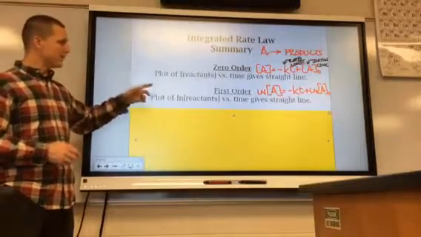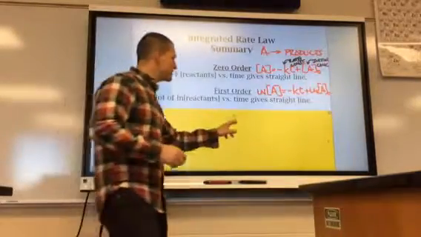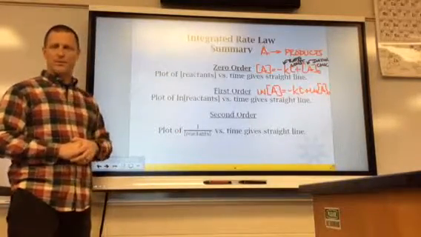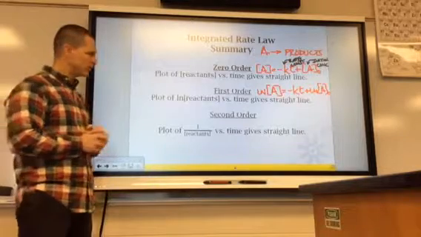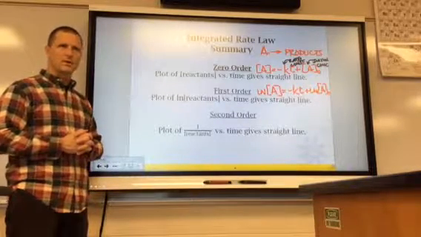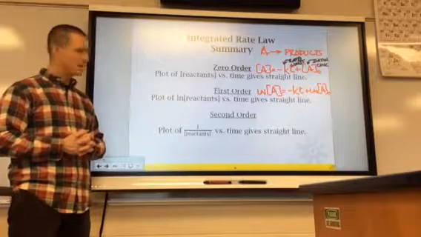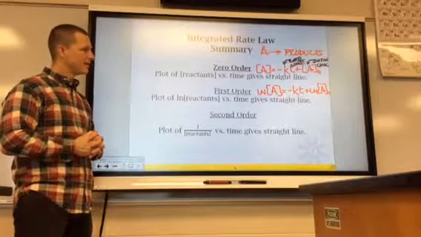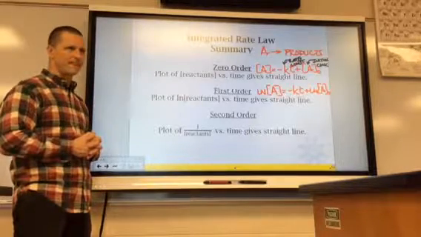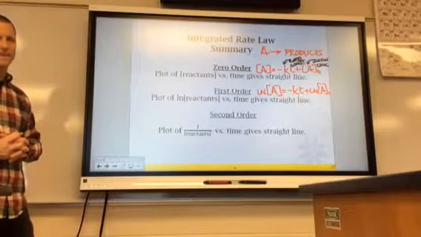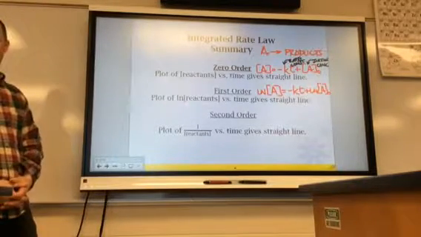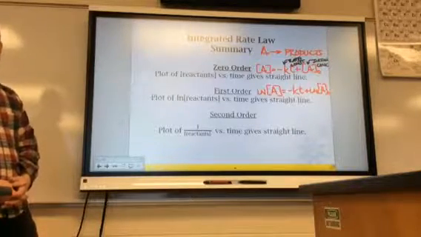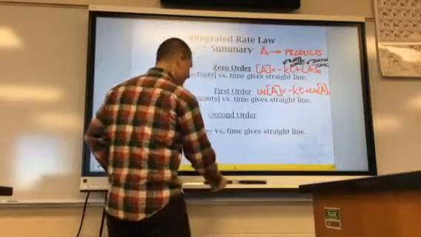And if it's not zero order and it's not first order, it's probably second order. So the second order reactant means that a plot of 1 over the reactant versus time, the inverse of the reactant concentration, will give you a straight line. So the integrated rate law for this one would look like this.